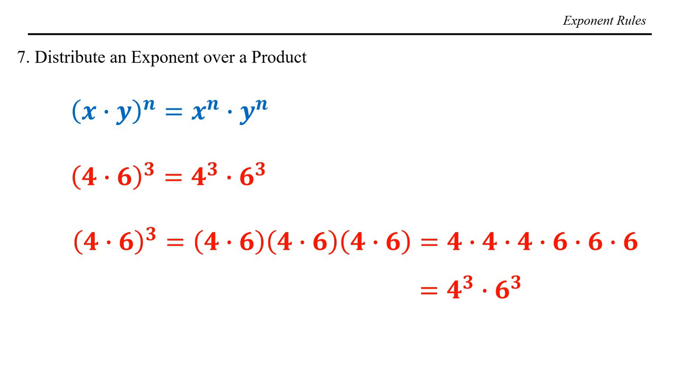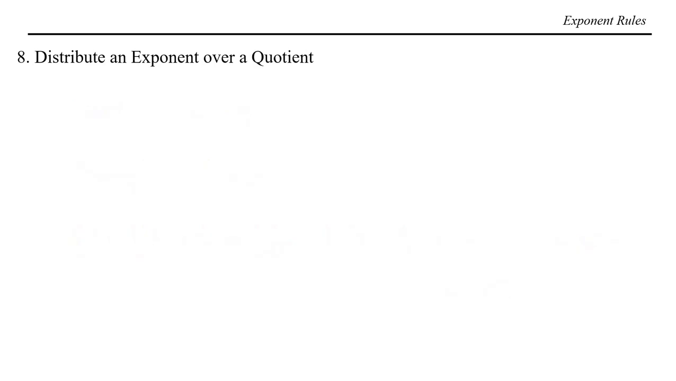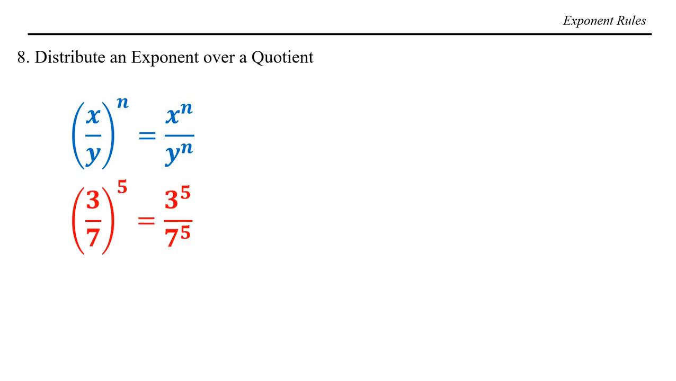Let's move on to our eighth rule we're going to be talking about. So distributing an exponent over a quotient. So similar as the last one, but instead we have a quotient. So if we had x over y to the power of n, that would be equal to x to the power of n over y to the power of n. So if we had 3 over 7 to the power of 5, we can rewrite that as 3 to the power of 5 over 7 to the power of 5.